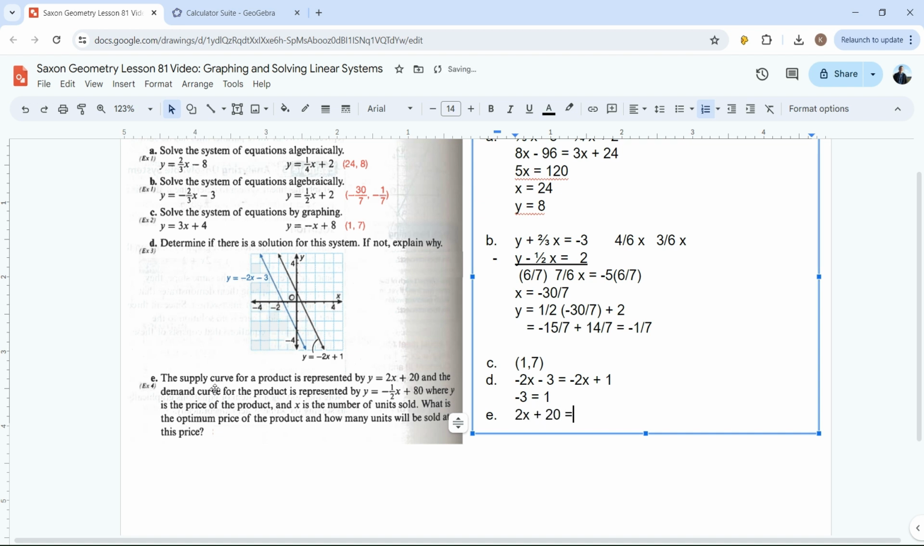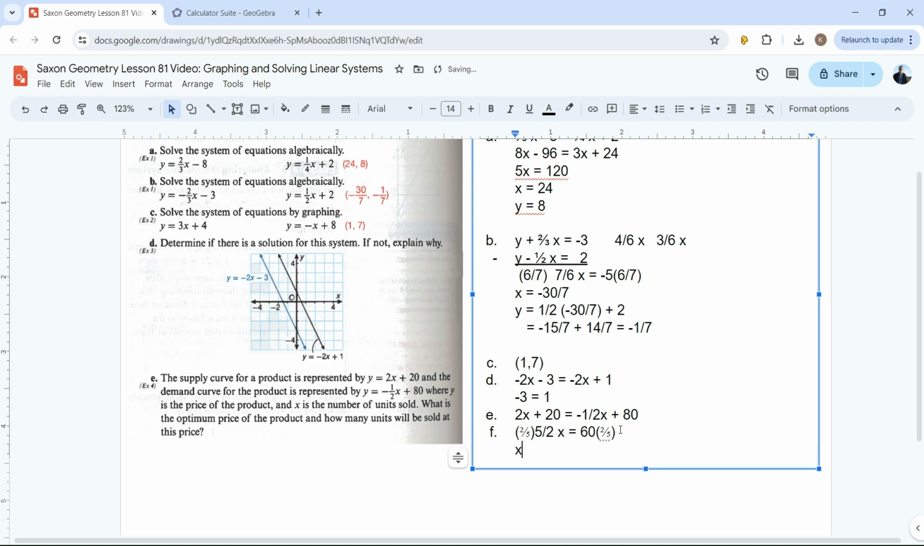2x plus 20 equals negative 1/2 x plus 80. Now I'm going to add 1/2 x to both sides. I get 2.5x, or 5/2 x is the improper fraction way to write that, equals, I'm going to subtract 20 from both sides, 60. I'm going to multiply both sides of this equation by 2/5 to get rid of the 5/2. So I'm going to multiply this side by 2/5 as well. 60 times 2 is 120. 120 divided by 5 is 24.